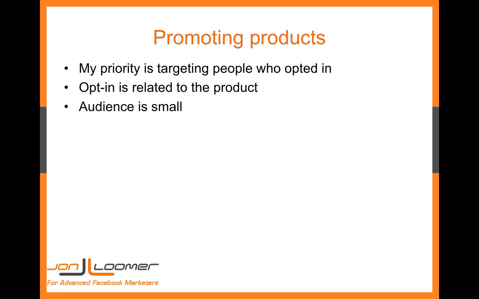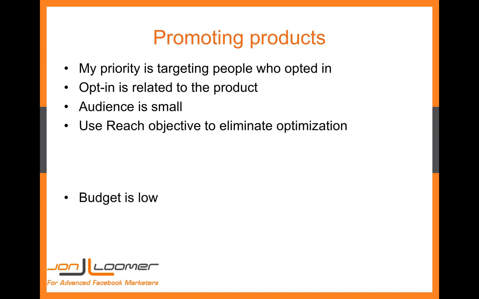And in that case, the audience is going to be small. It's going to be a few thousand people. And I use a reach objective in that case, so I can eliminate optimization. I want to reach all those people who registered for that webinar. And my budget then is really, really low. And that's okay because it's highly effective and efficient.